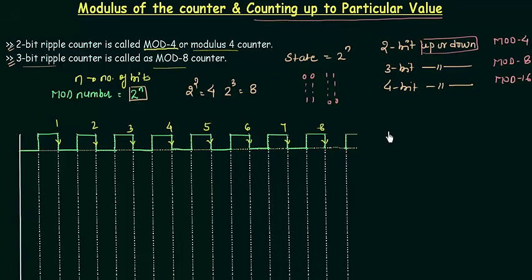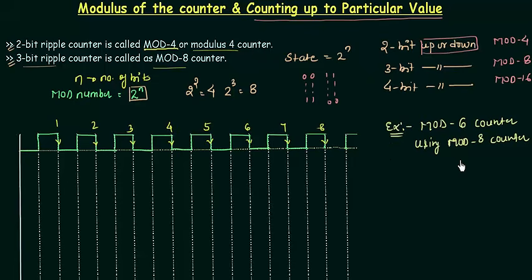So let's take one example for this. I want a mod 6 counter using a mod 8 counter. So this is my question, and here you can see we have a mod 8 counter.